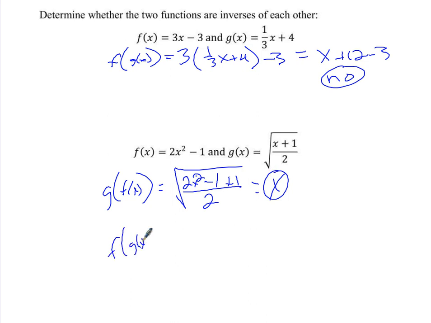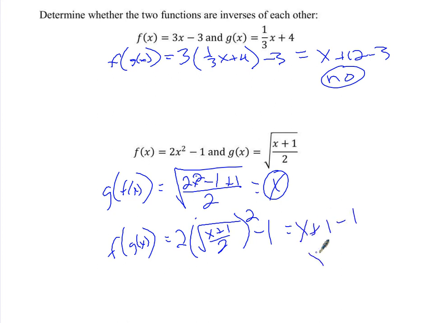F composed of g of x, otherwise known as f of g, is what? Okay, looks a little more complicated. The square root and the square go away, which leaves me with 2 times this stuff divided by 2, so the 2's go away, and I'm left with, which is, so are these inverses of each other? Yes.